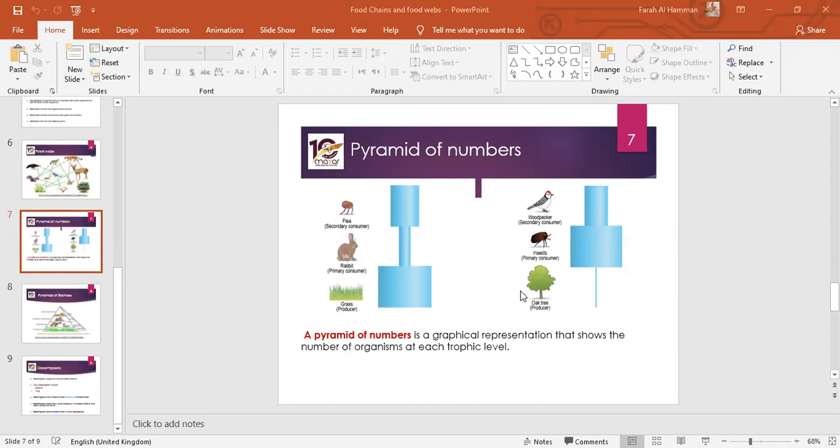So this is why, when I want to represent the number of trees using the pyramid of numbers, I only draw a very thin block. Again, one tree is enough to feed millions of insects. So I will need a very small number of oak trees to feed a huge number of insects. Any questions?